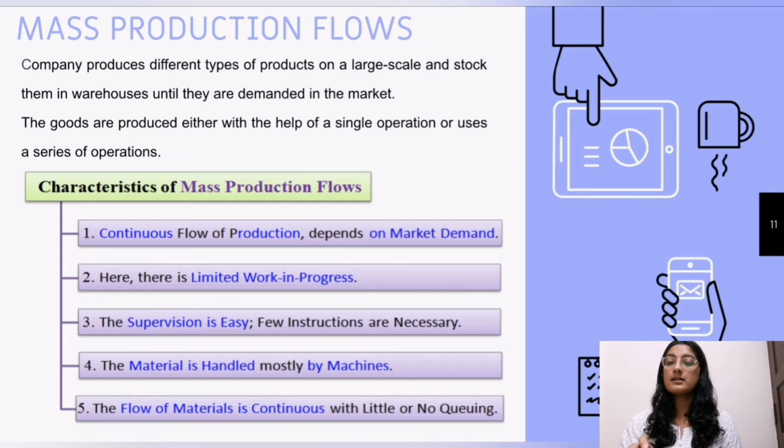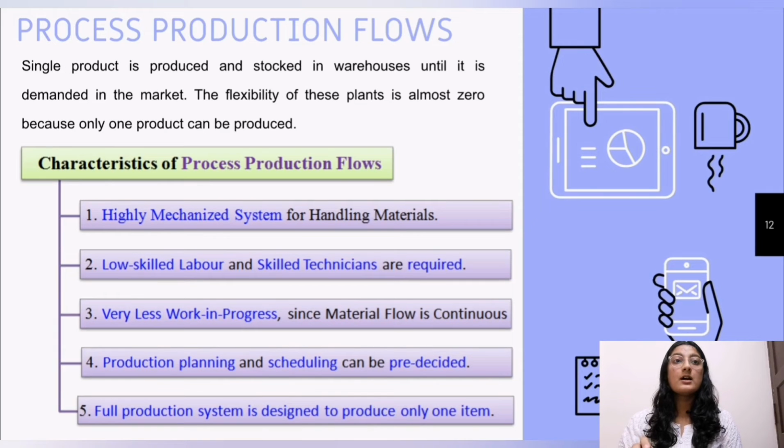Then the material handling, as I said previously, is done by machines, so it is easier and faster as well, and it is more continuous, and there is little or no queuing at any stage of production. So the next type of continuous production system is process production flows. A single product is produced and stocked in warehouses until it is demanded in the market. There, many products; here, it is a single product.